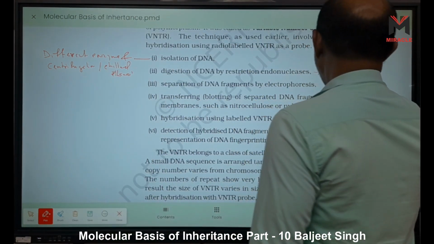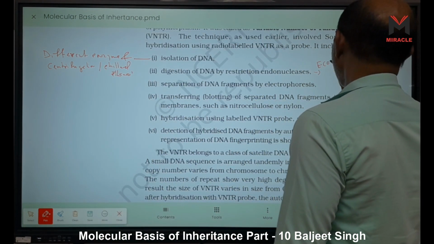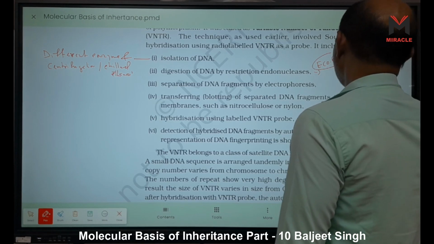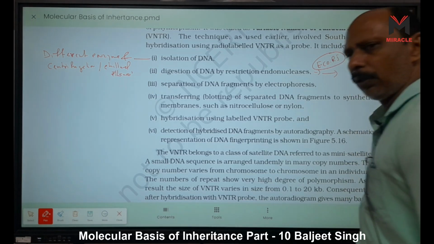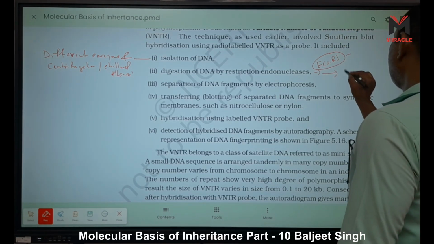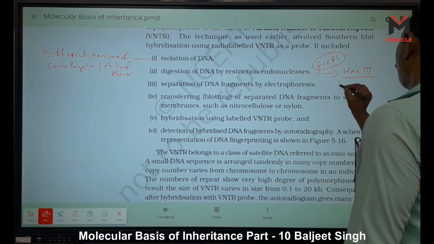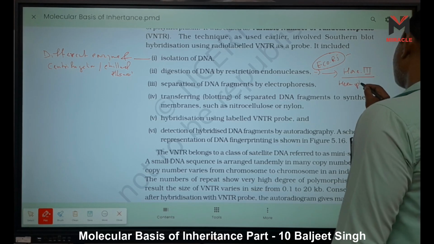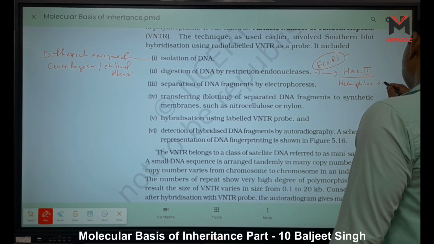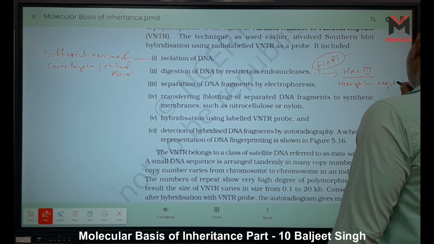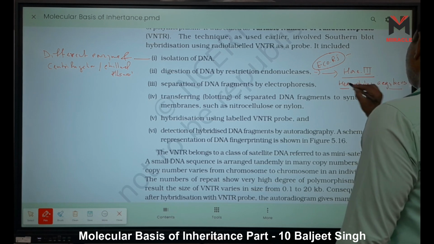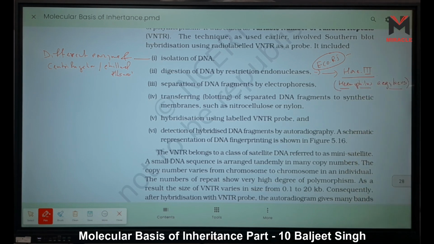Okay, here we know very well because we have EcoRI, right? And another which is most commonly used in humans, that is HaeIII. HaeIII means what? It is from Haemophilus aegyptius, type three. This is a bacterium. Mostly it is used, and it cuts the DNA where the GGCC sequence is, right?